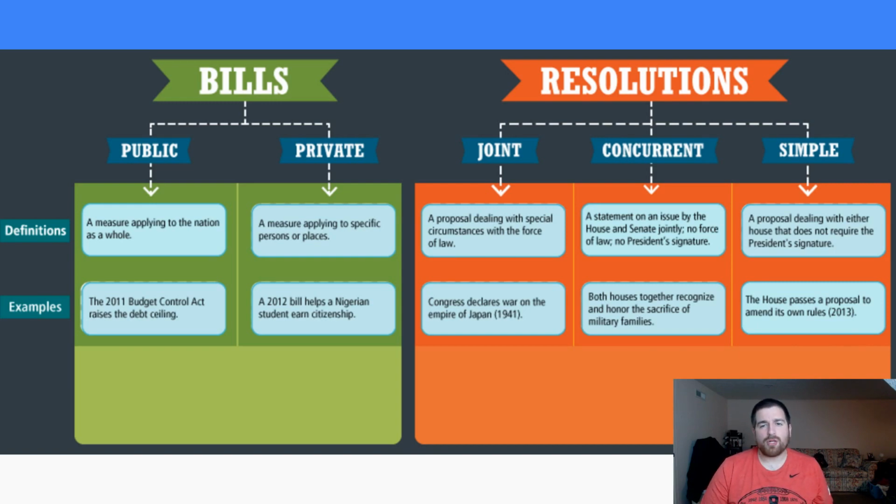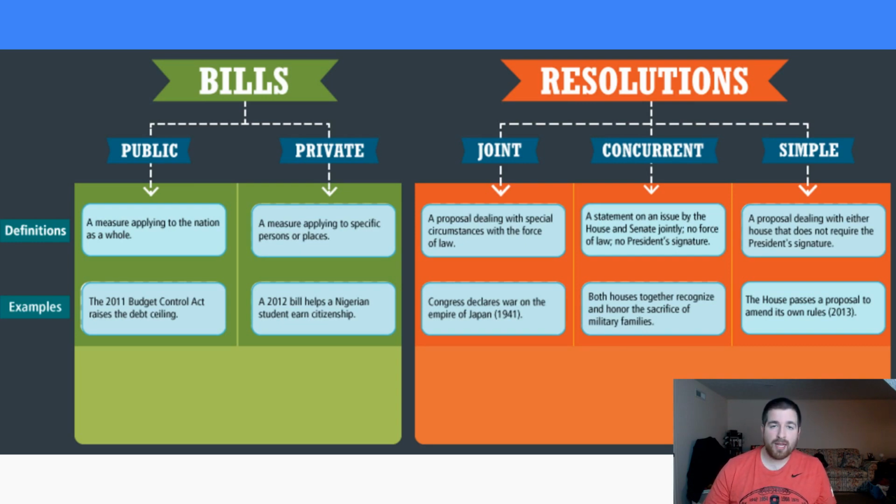Now, resolutions. Resolutions are more decisions than actual laws. So there's no concrete law in the book. There's not necessarily something to be broken there, like, say, laws against theft. A resolution is more a decision of something government is going to do. And there are three different types of resolutions. The first is a joint resolution, and this is a proposal dealing with special circumstances with the force of law. So, for example, when Congress declares a war, that's a joint resolution.